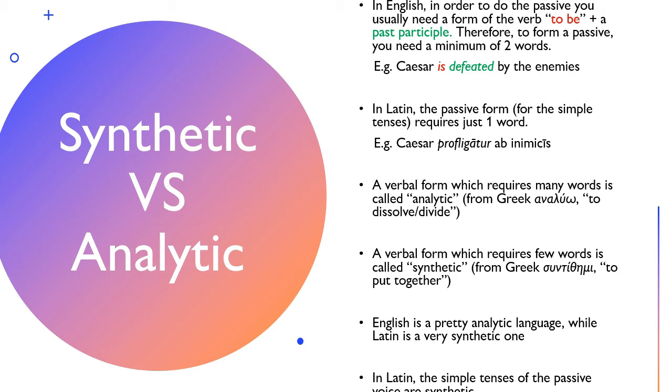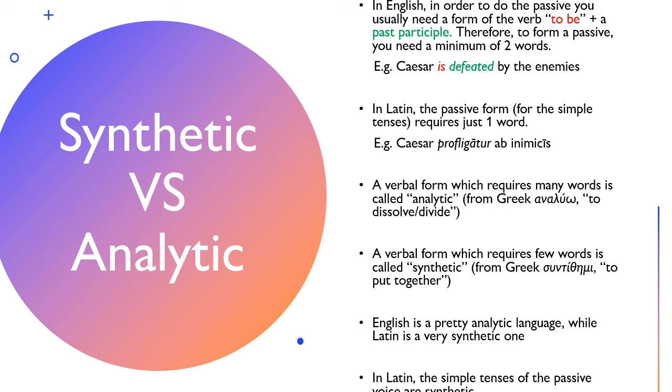A big difference with Latin is that in Latin, the passive form, for the simple tenses, which are the ones that we are studying, requires just 1 word. So while in English I say Caesar is defeated and I use 2 words, in Latin I'm just gonna use 1. So Caesar profligatur ab inimicis, and profligatur is just 1 word which translates is defeated.